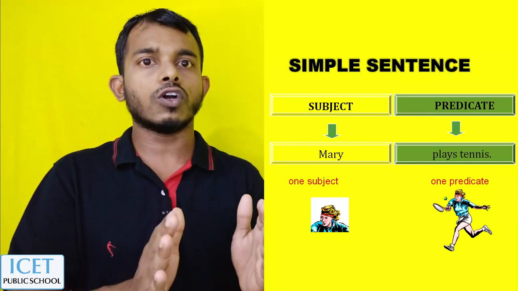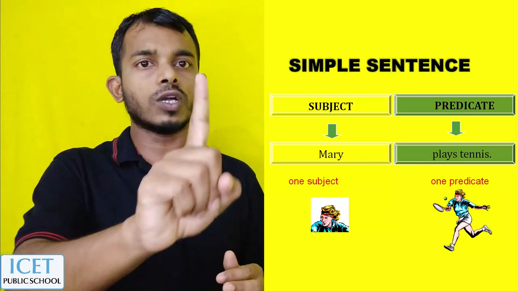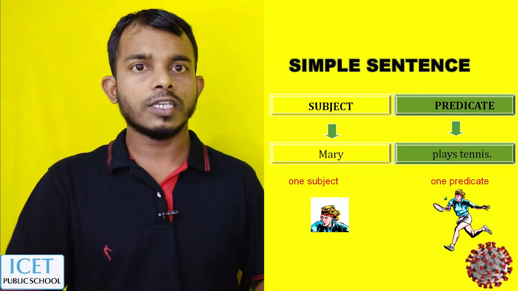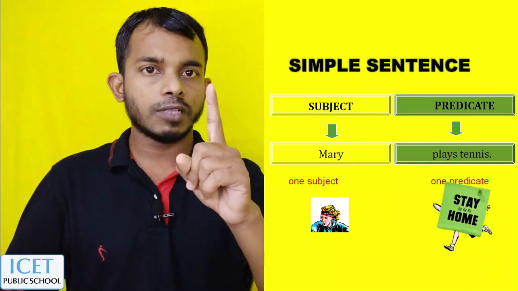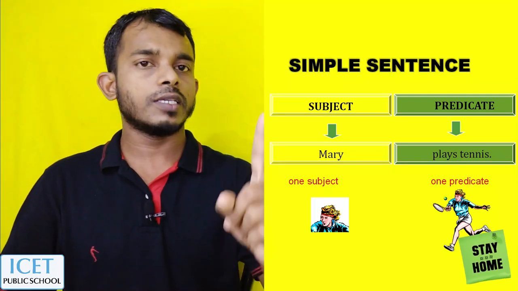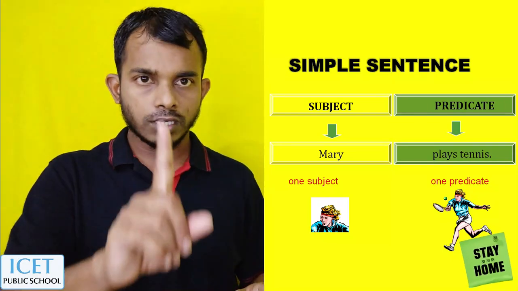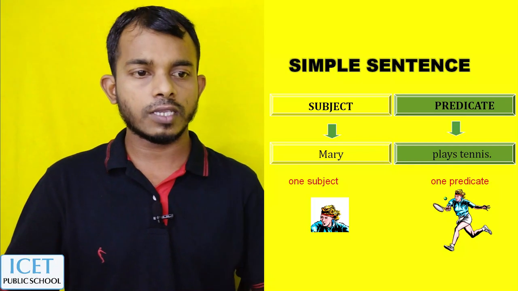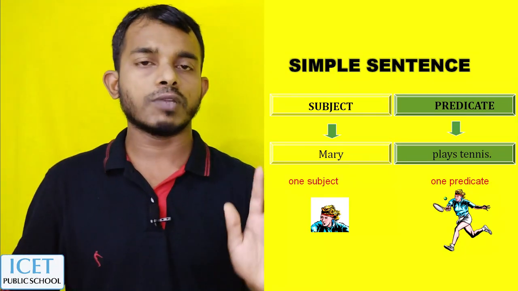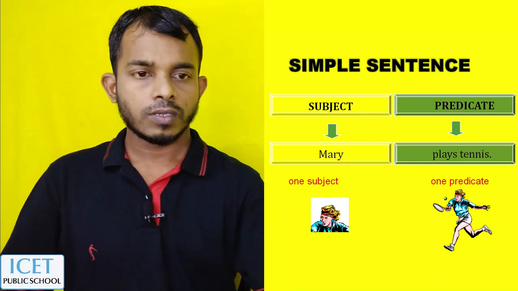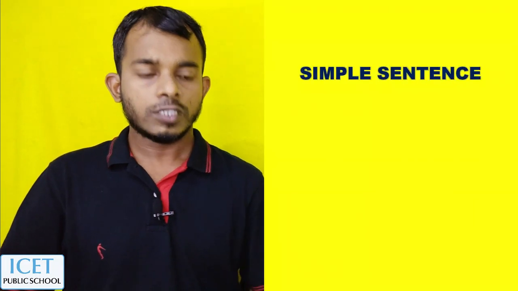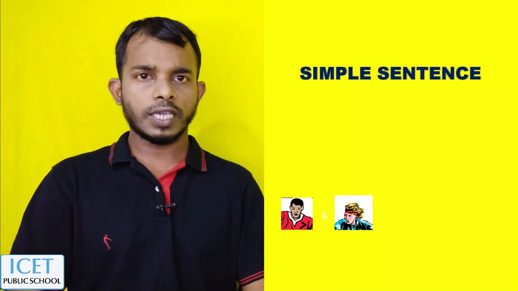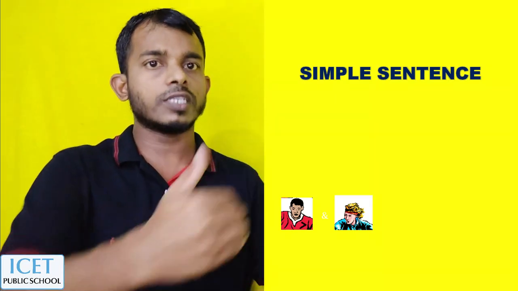This is what is called simple sentence, one of the types of sentence based on the structure. Example for simple sentence is Mary plays tennis. A simple sentence will have one subject, that is Mary, one predicate, that is plays tennis. Okay, simple sentence. Now you look at this. Again, I'm going to the next level in simple sentence.